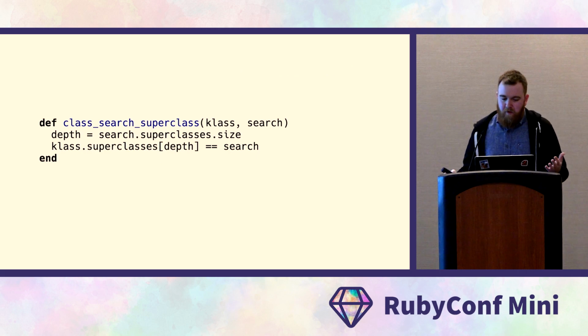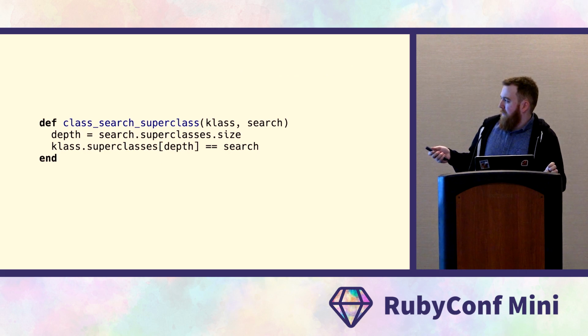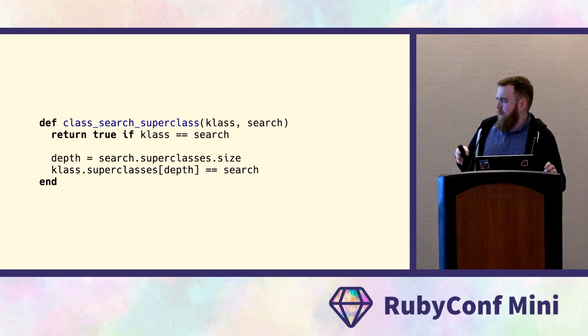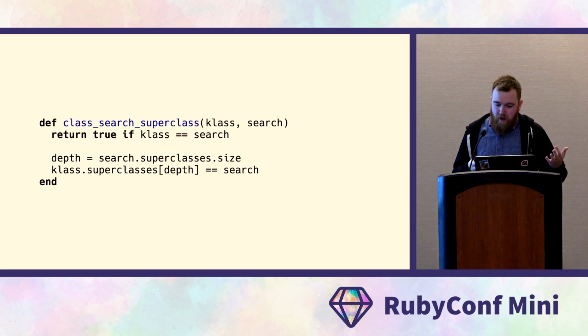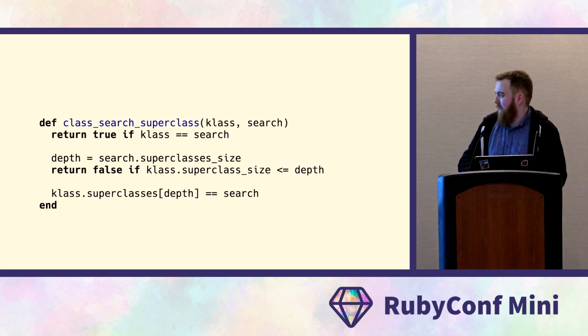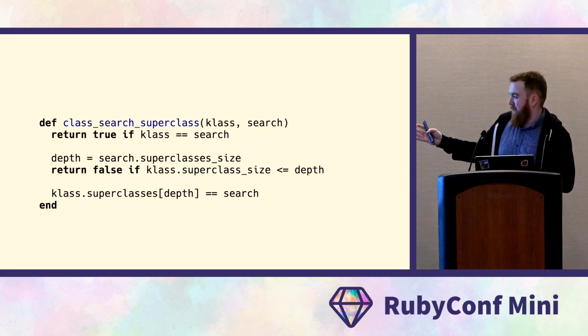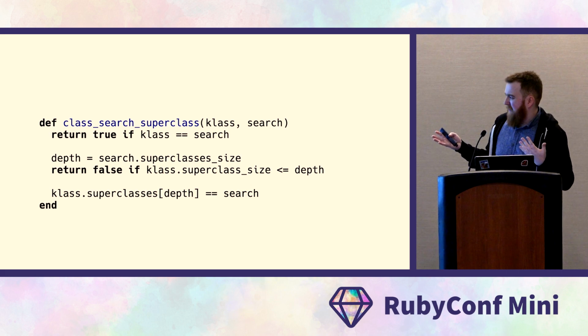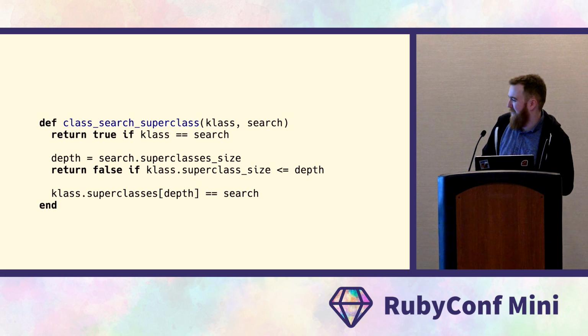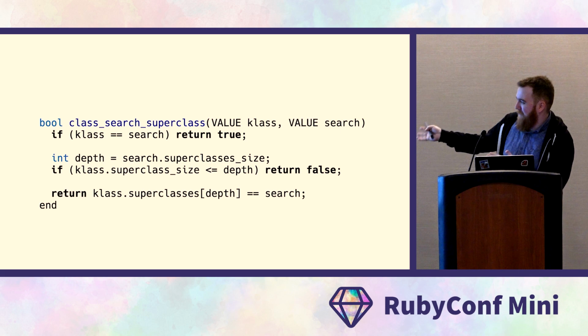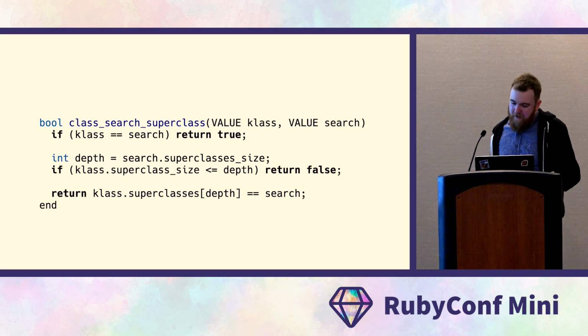So here's our adjusted implementation. Start with this check. We just need to add an extra return true if class matches the search, because the self class is no longer in that superclass array, so we just need to add an extra check for it. And of course, going to convert this to C, we need to do a bounds check manually, because Ruby will do it for us, but C won't. So cheating a little here. And then once you do that, it does convert very neatly into C.